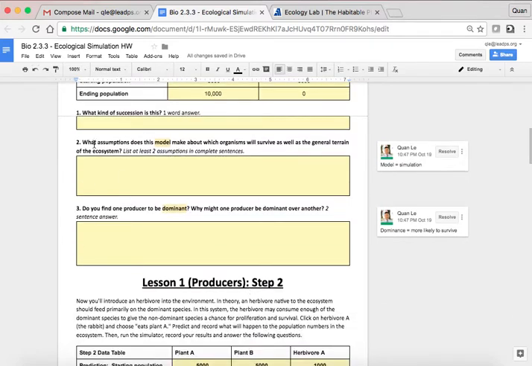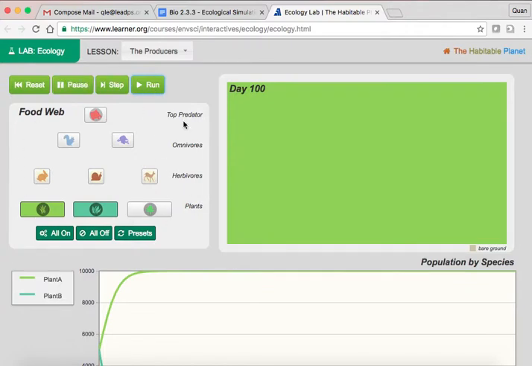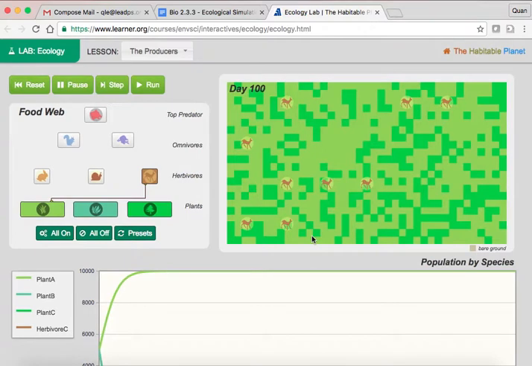For the second question, what assumptions does this model make about which organisms will survive, as well as the general terrain of this ecosystem? Looking at this simulation, obviously it's not real. The relationships between the organisms in this food web might not be realistic. Think about what organisms eat what organisms. In this terrain, when you add a plant or an herbivore or any organism, they are randomly dispersed into the terrain. Do you think this is always true? Are plants and animals totally randomized into an ecosystem, or do they live in certain places?